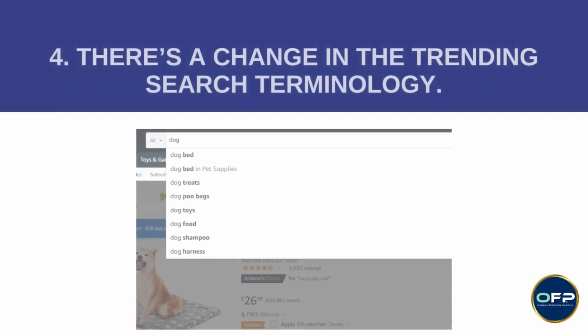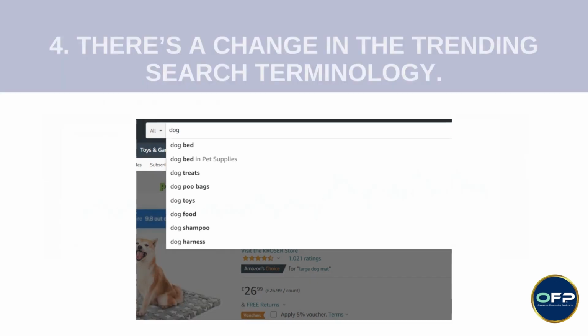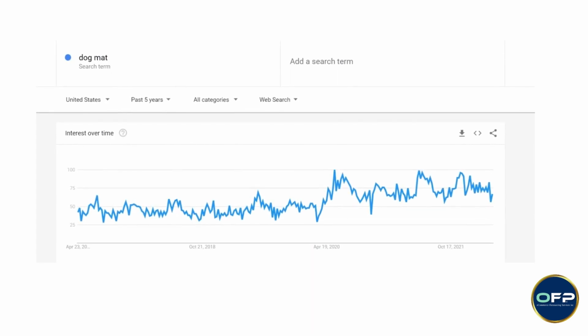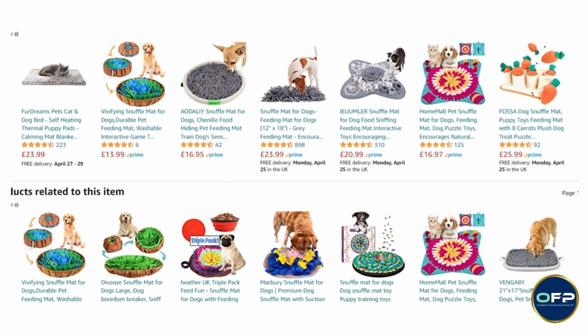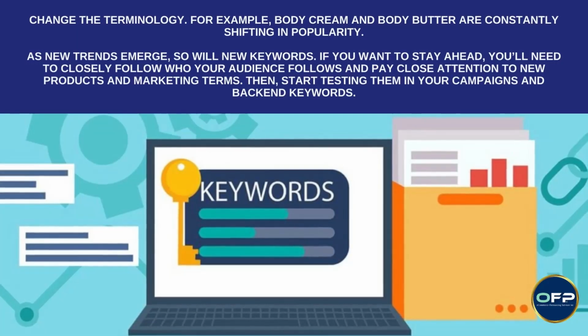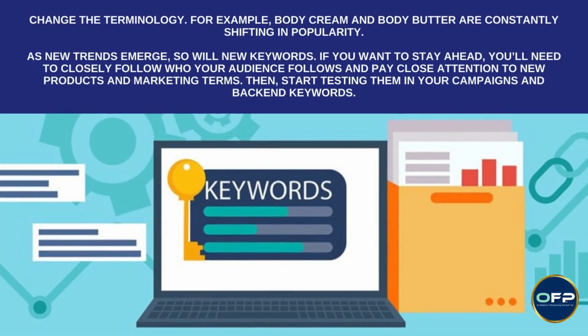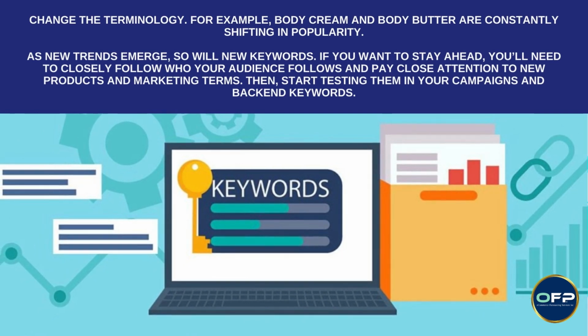4. There's a change in the trending search terminology. Speaking of a change in marketing, sellers are always looking for a way to stand out even when they're selling identical products. The easiest way to accomplish it? Change the terminology. For example, body cream and body butter are constantly shifting in popularity as new trends emerge.